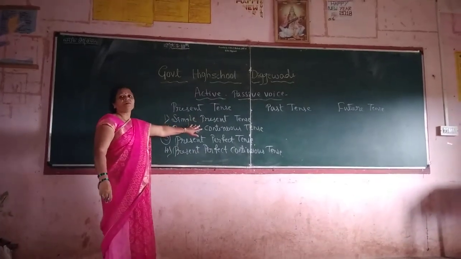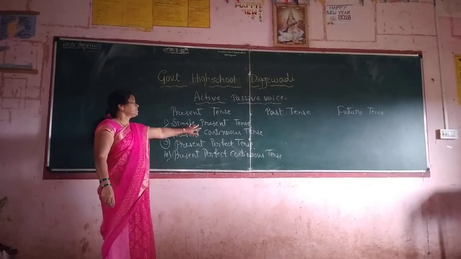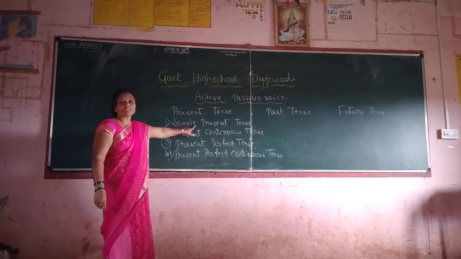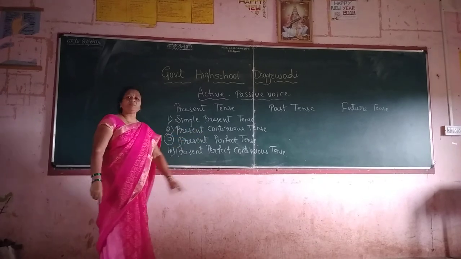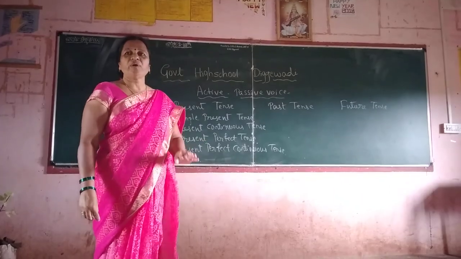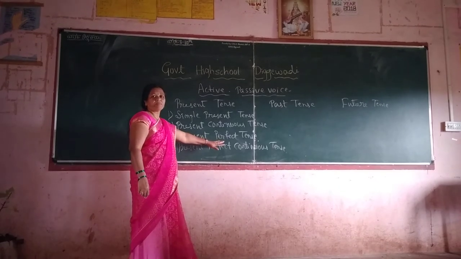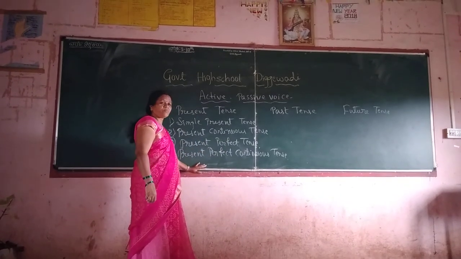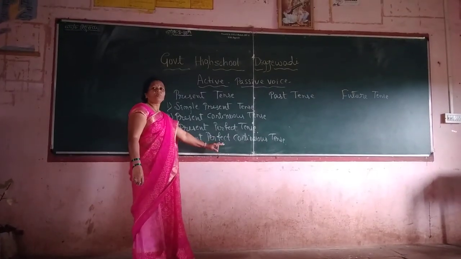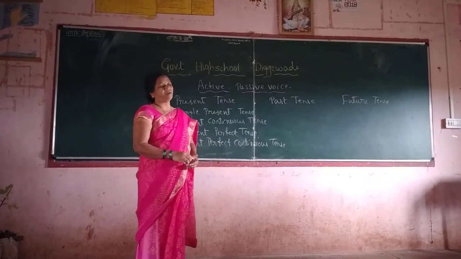Simple present is also called indefinite tense. In Kannada we call it sada vartamana kala or anuchita vartamana kala. Then second one, present continuous tense, apurna vartamana kala athwa munduvarida vartamana kala. Present perfect tense, purna vartamana kala. Then last one, present perfect continuous tense, munduvarida purna vartamana kala.